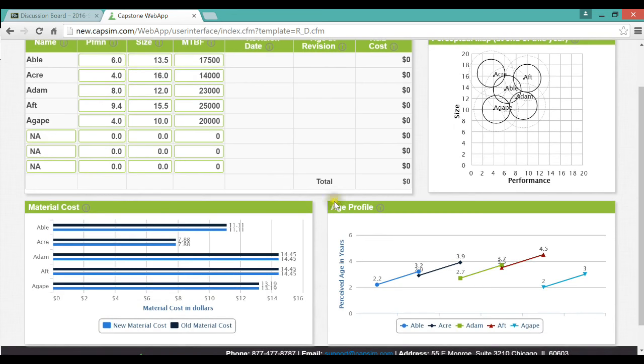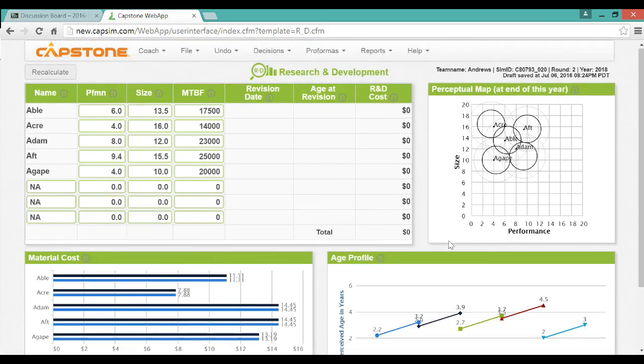Down in the right here you have the age profile, and generally speaking you don't want to let the age get too high because customers will lose interest if it's been on the market for too long. So you want to make changes here, and that will take the age of your product down.